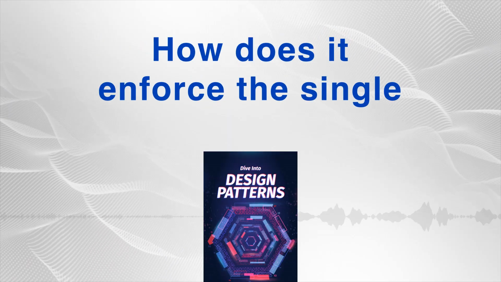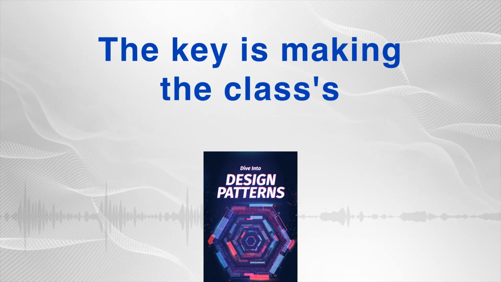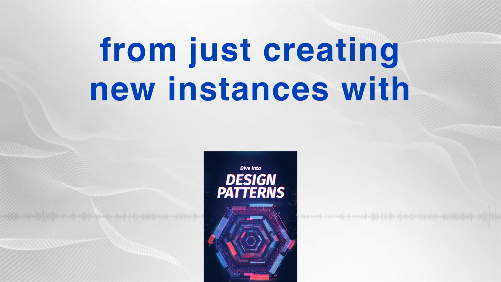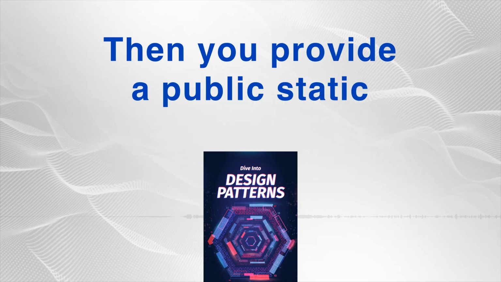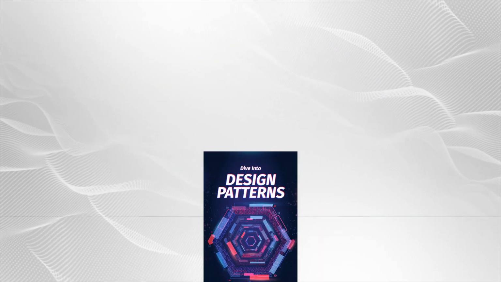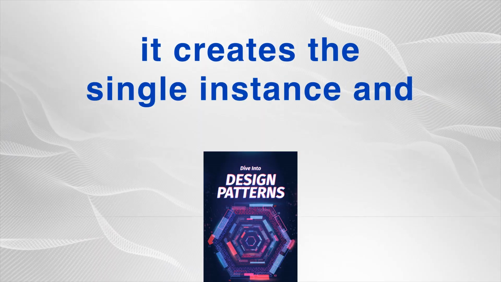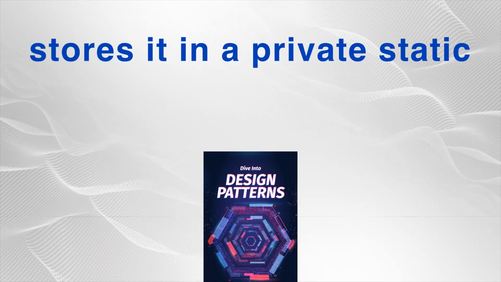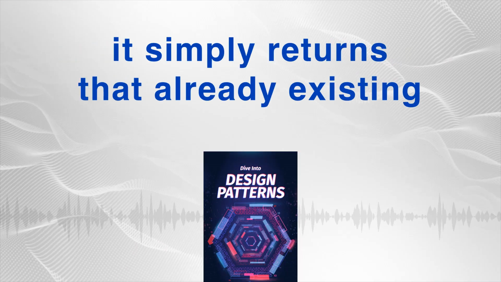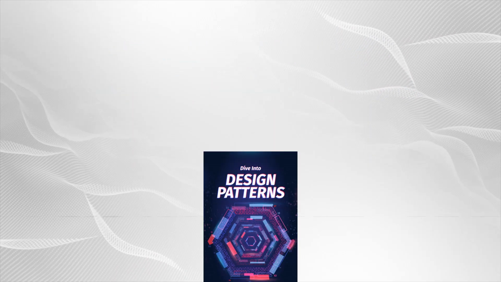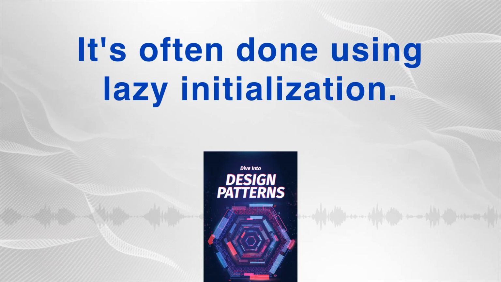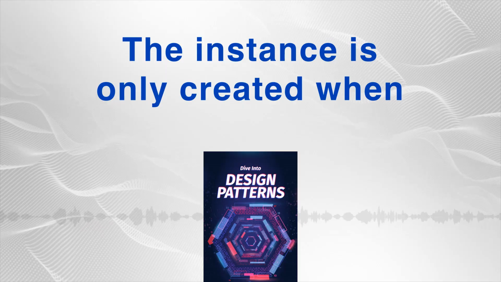How does it enforce the single instance rule? The key is making the class's constructor private. This prevents anyone outside the class from just creating new instances with new. Then you provide a public static method, often called getInstance. And getInstance controls the creation. Yes. The first time getInstance is called, it creates the single instance and stores it in a private static field. Every subsequent time getInstance is called, it simply returns that already existing cached instance. This ensures only one object is ever created. It's often done using lazy initialization. The instance is only created when first needed.